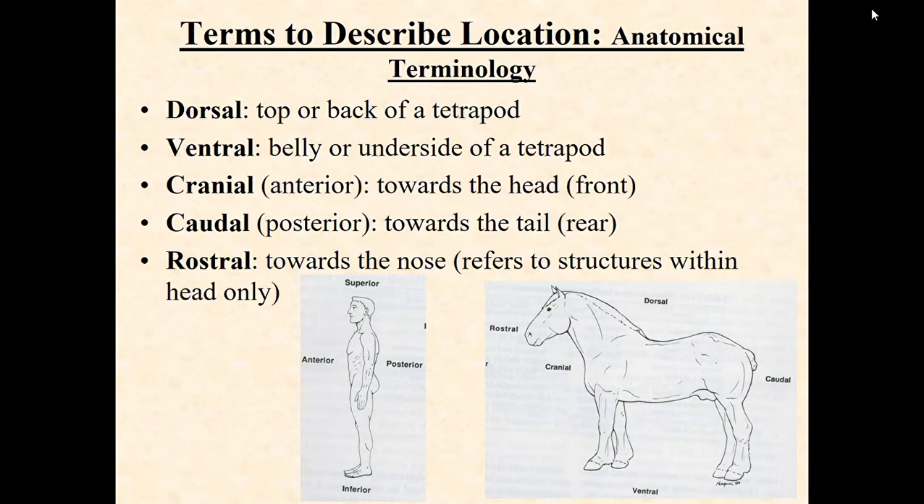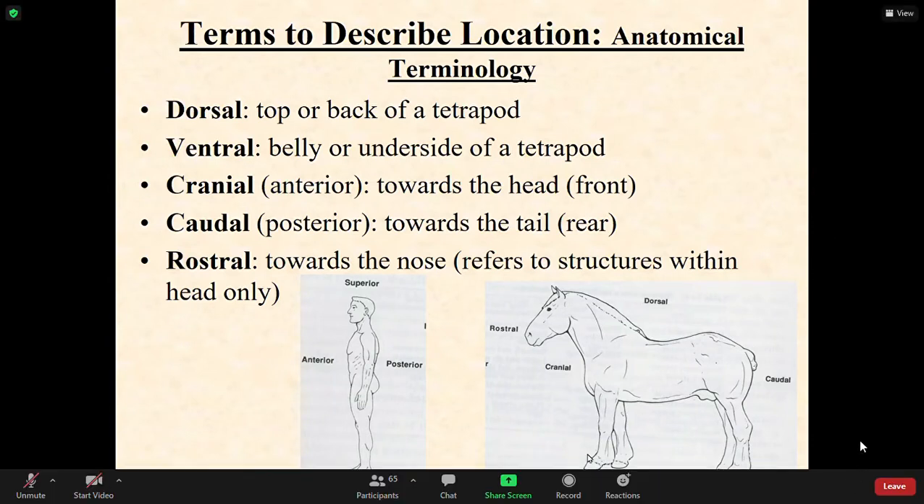Dorsal: top or back of the tetrapod. Ventral: belly or underside of the tetrapod. And so here is comparing the two between a human upright and a horse. Cranial: anterior, towards the head, front. Caudal: towards the tail, rear, posterior. Rostral: towards the nose, refers to structure in the head only. So only within this head region.